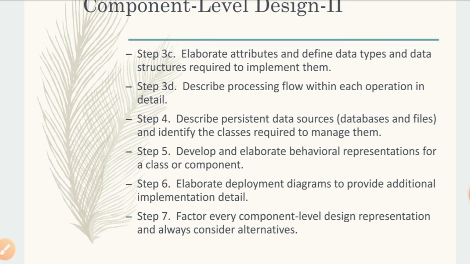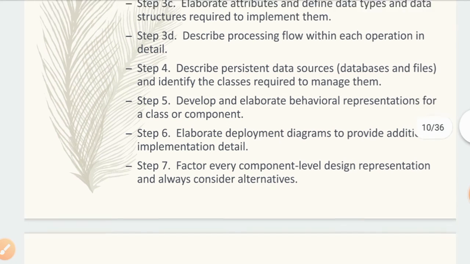Step 6 is to elaborate the deployment diagram to provide additional implementation detail. And step 7 is to refactor every component level design representation and always consider alternatives. That is, if your printer gets damaged, at that time you need to know how many pages have been printed and how much of the job is left. You can restart your printer and restart your job from the page where you left off printing.